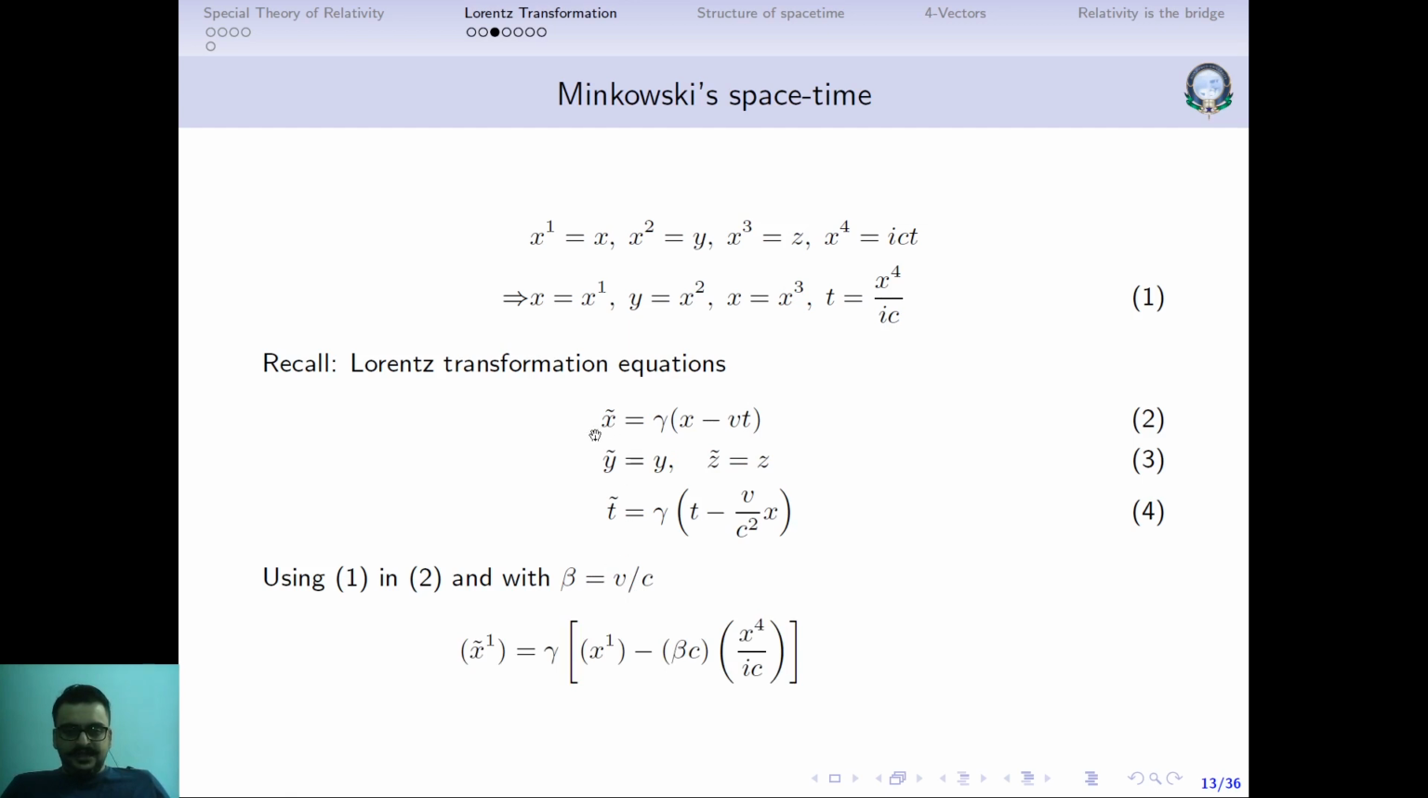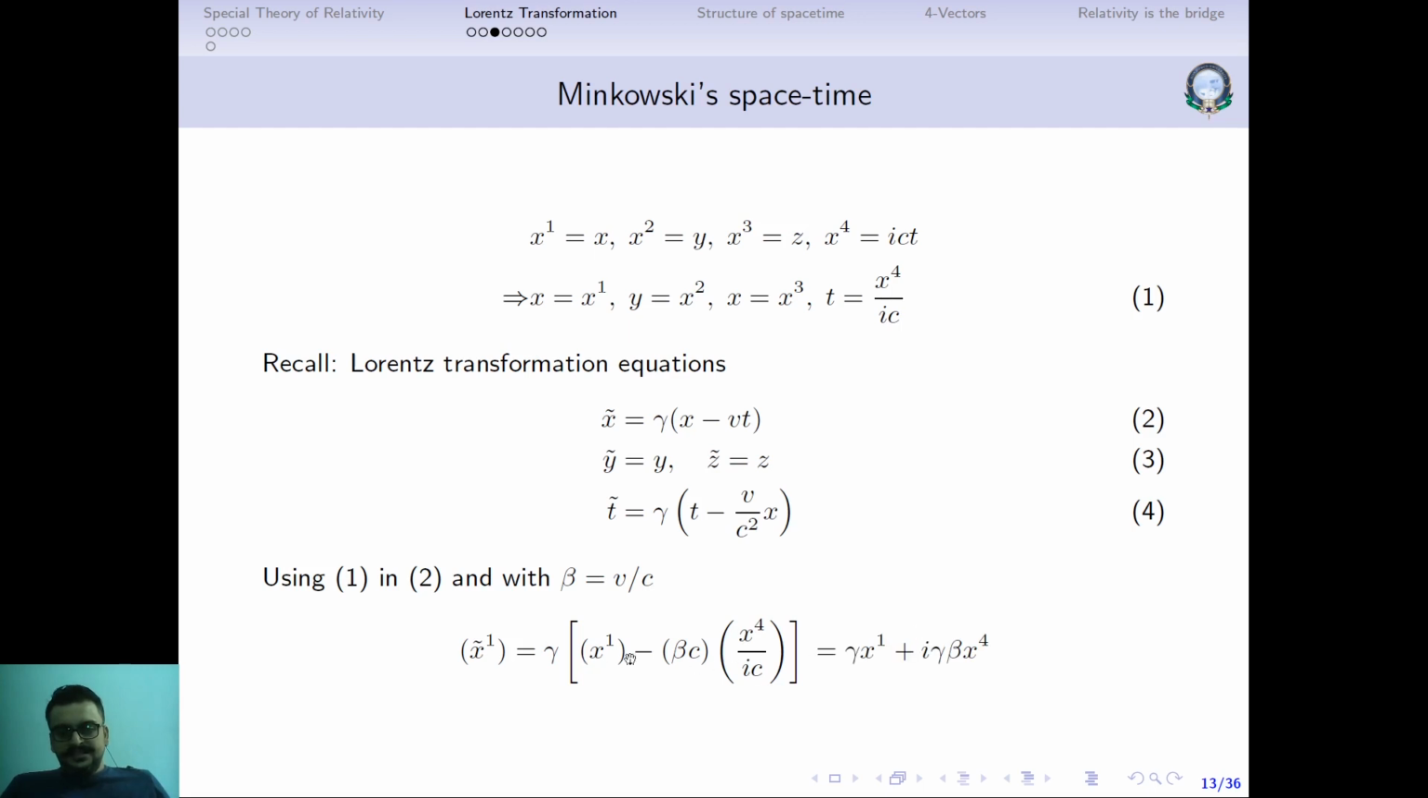We have not done anything extraordinary. This is the x coordinate, which I write as x1. Of course there is a tilde here, so I put the tilde also. Then there is a gamma here. Then we have another x coordinate here, which I'll write as x1. Then there is a v here, the velocity v. I'll write it as beta into c, because v is equal to beta into c. And then there is a t here. Like we saw, t is equal to x4 by ic, so I'll replace t with x4 by ic.